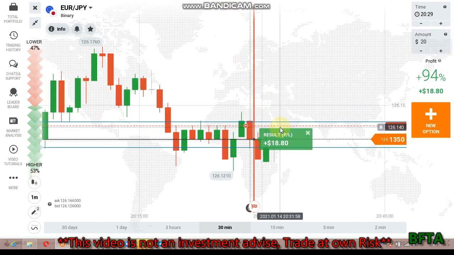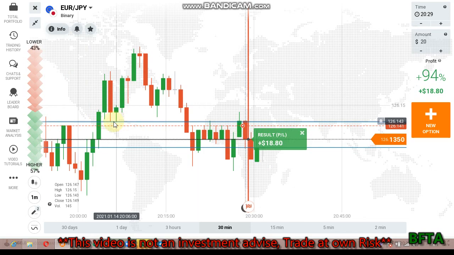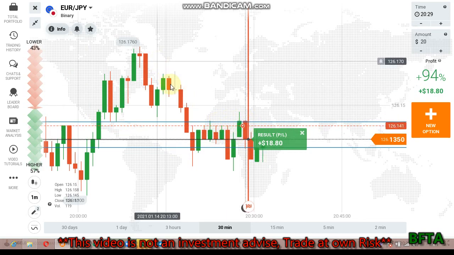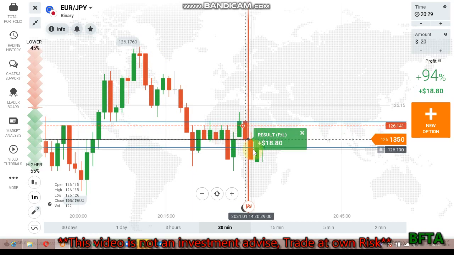So I go with sellers here because this is a reversal area. Buyers are here, buyers entered the market here. So this candle closes at the reversal area, with a minor bearish movement, so we expect sellers to enter. That is why I go with sellers.